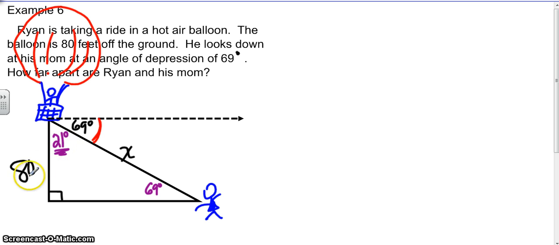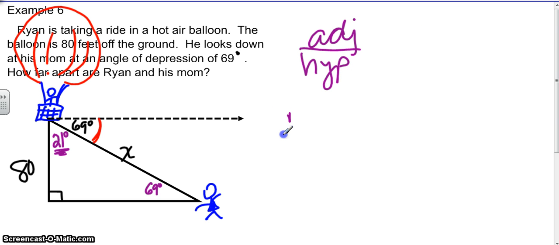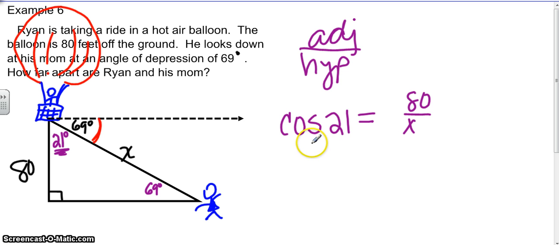According to the 21 degrees, 80 is my adjacent. So I'm looking at the ratio that would be adjacent over hypotenuse, which is my cosine. So the cosine of 21 degrees is equal to 80 over x. So x is equal to 80 over the cosine of 21.